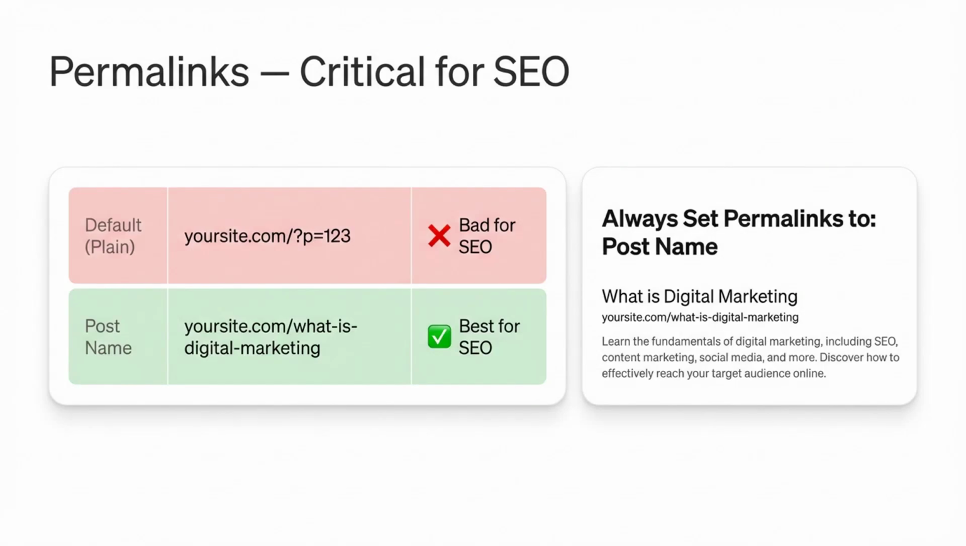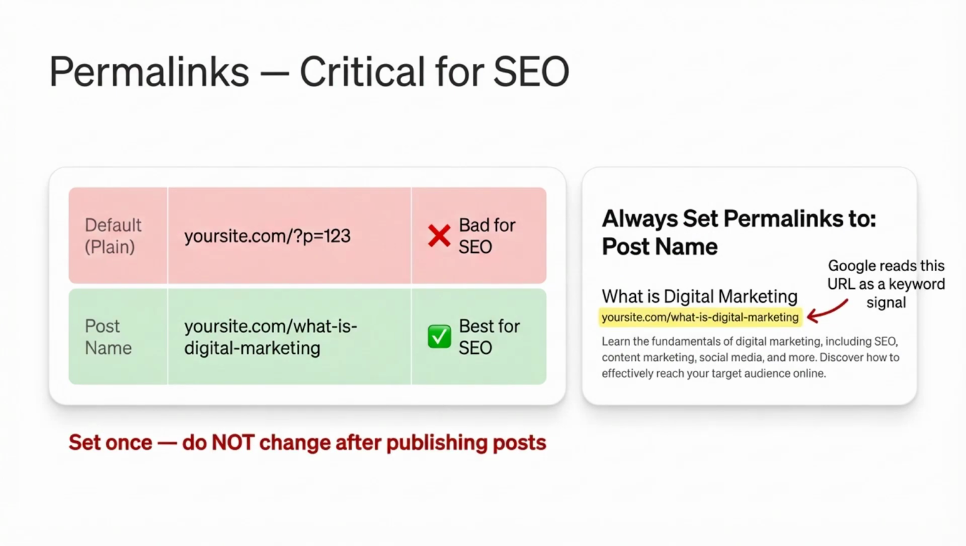Now, this one is really important, permalinks. By default, WordPress generates ugly URLs like yoursite.com/p-123. That tells Google absolutely nothing about your content. Instead, set it to post name, which creates URLs like yoursite.com/whatisdigitalmarketing. Google reads your URL the same way it reads your title, so a clean, keyword-rich URL directly helps your on-page SEO. When someone searches for what is digital marketing, Google looks at your URL and sees those exact keywords, and that's a ranking signal.